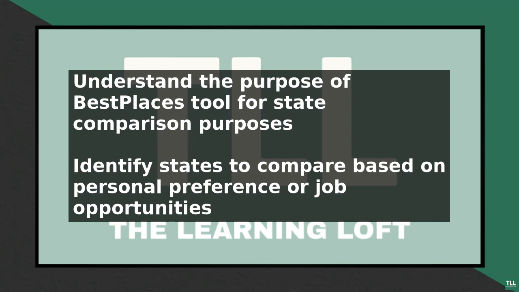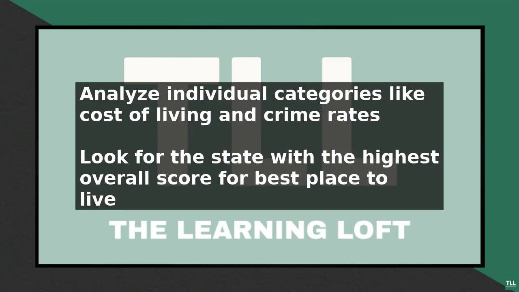This could be based on personal preference, job opportunities, or other factors. Then, visit the Best Places website and select the states you want to compare from the drop-down menu. The comparison tool will provide an overall score for each state based on several categories, including economy, education, healthcare, and quality of life. Look for the state with the highest overall score, as it is likely to be the best place to live based on your criteria.